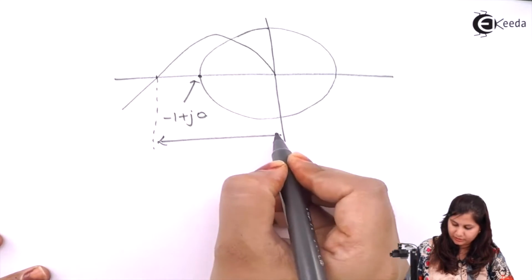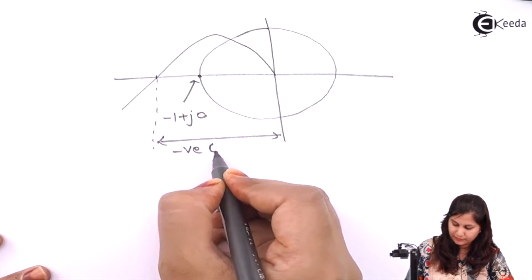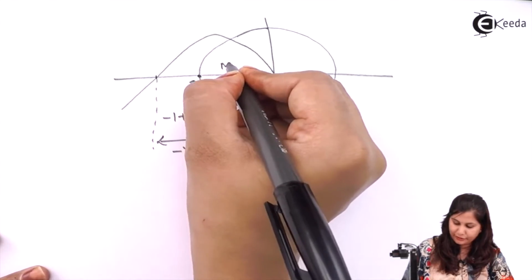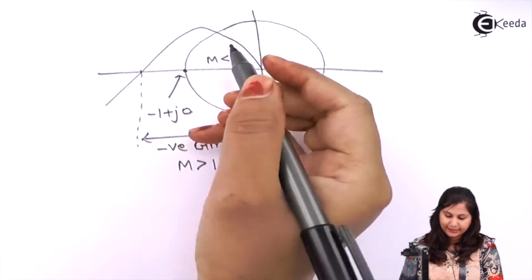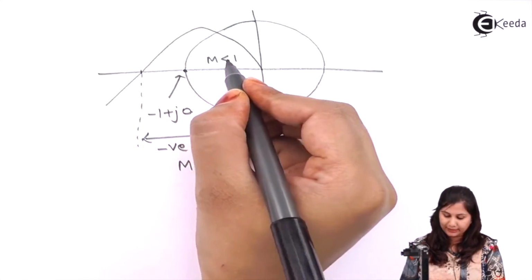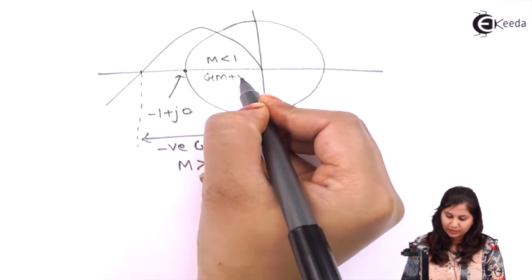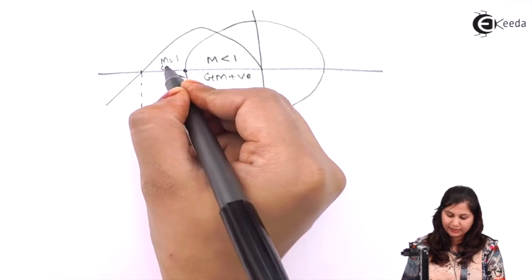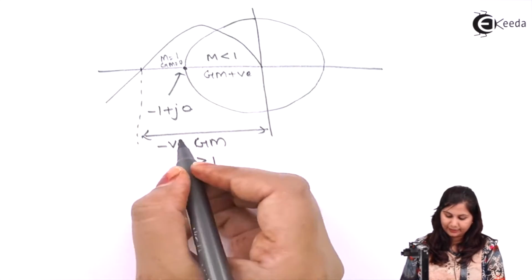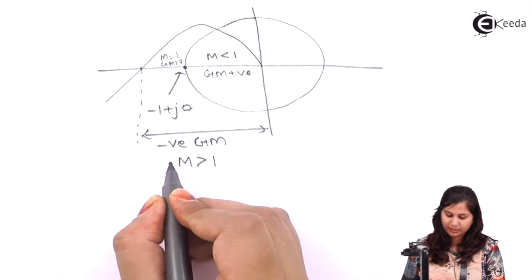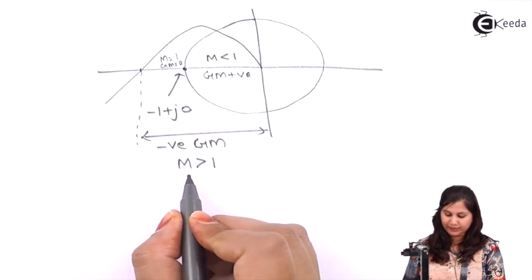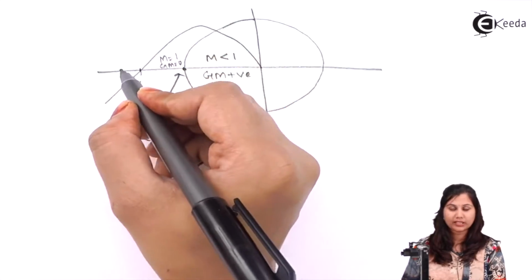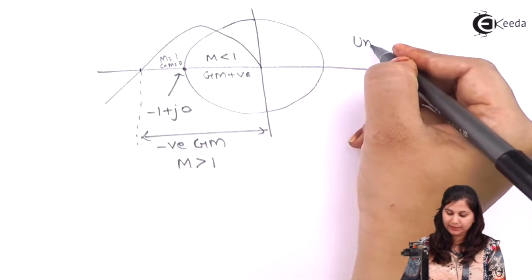We have here a negative gain margin, and our magnitude is greater than 1. Inside, magnitude is less than 1 and the gain margin is positive. At this point, the magnitude is equal to 1 and the gain margin is equal to 0. Outside this, the gain margin is negative and the magnitude is greater than 1. So if the polar plot is going outside this unit circle, then the system is unstable.